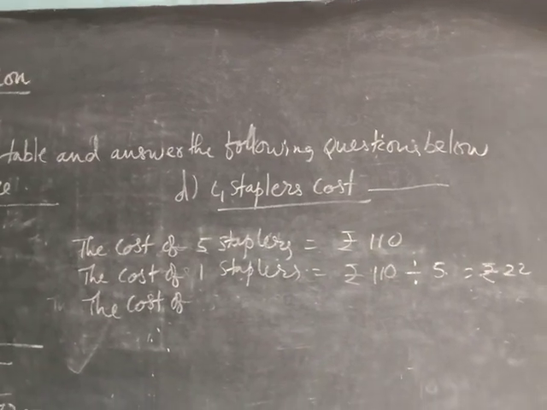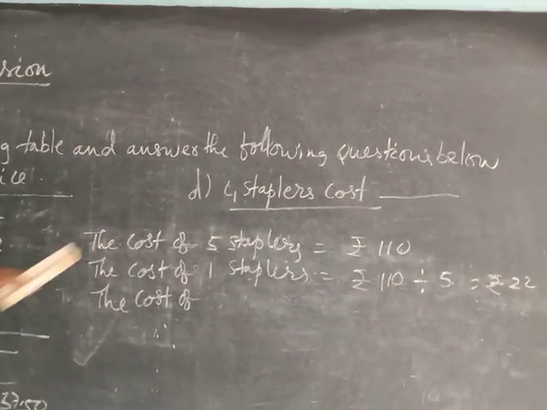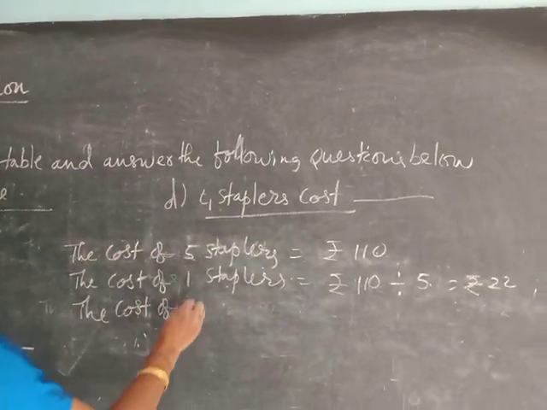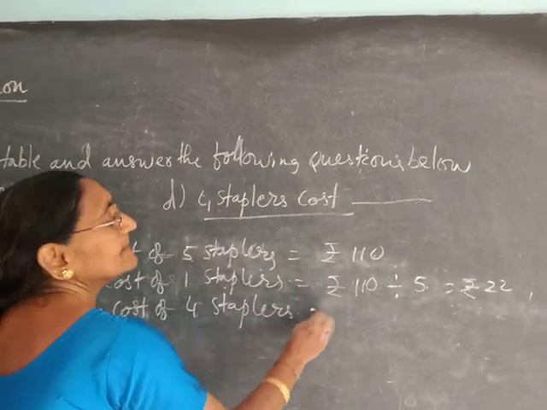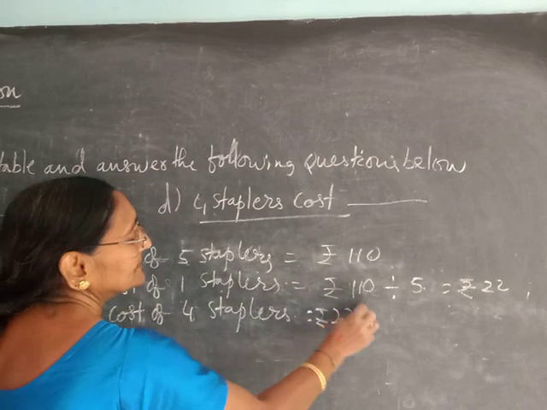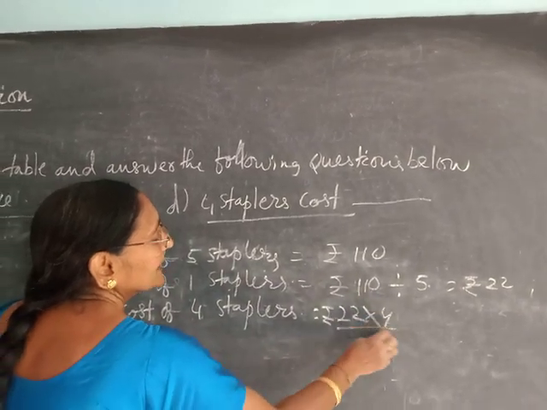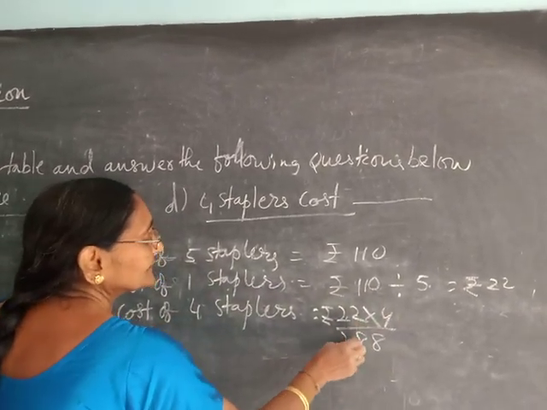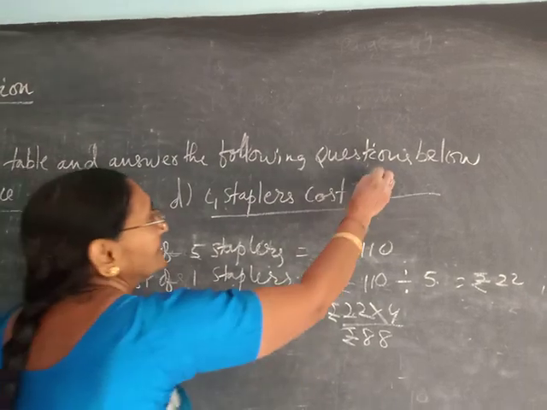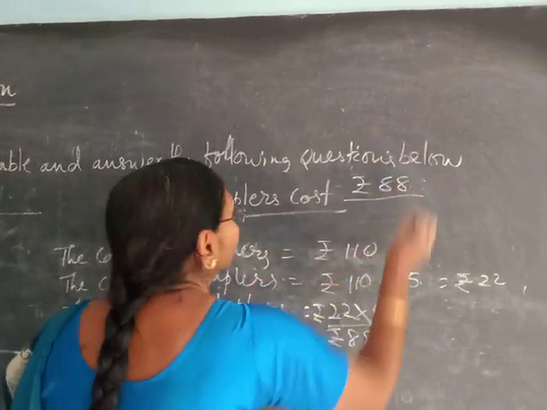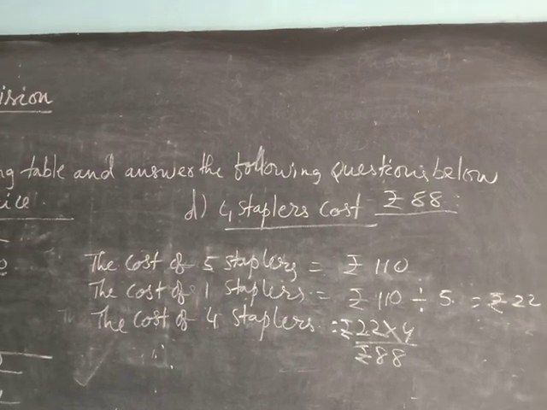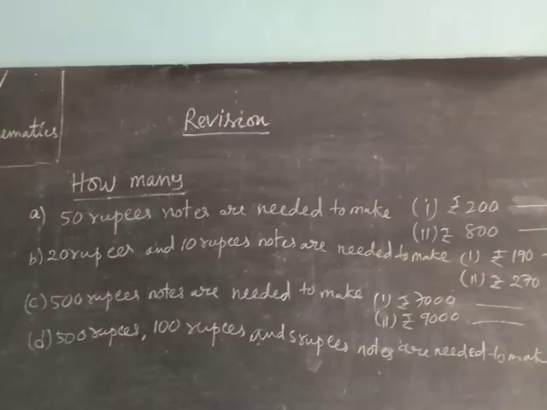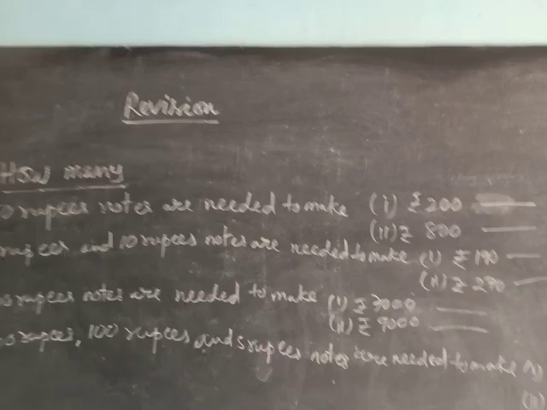How much is being asked? The cost of 4 staplers. How much will come? 22 into 4. 4 2s are 8, 4 2s are 8. So 88 rupees. Do you understand? First you have to find the cost of 1, then you find for how many he is asking. Next.